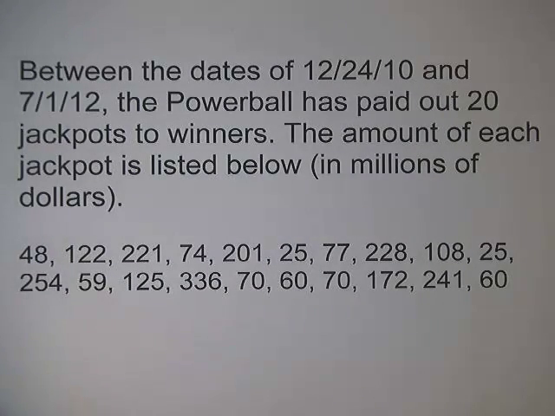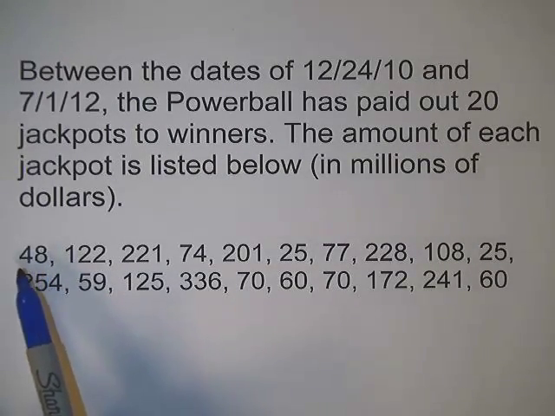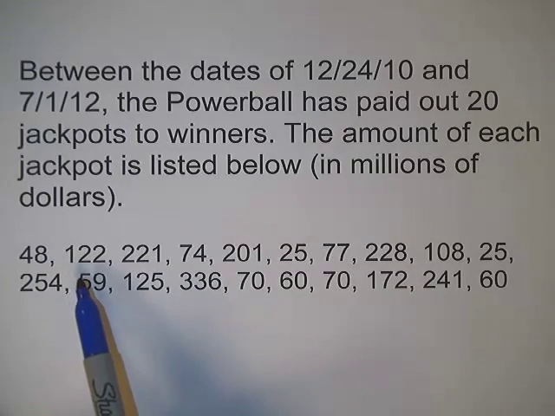balls and the Powerball, which is the sixth ball, if you get all of them right, you end up winning the jackpot. And the longer it takes for somebody to win the jackpot, the bigger the jackpot becomes. So the amount of each jackpot is listed below in millions of dollars. Okay, so we have 20 data values here. The first value here, this 48, means that one person who won the jackpot won $48 million. The next person won $122 million. Okay, and so forth. So we can take a look at all 20 of those values.